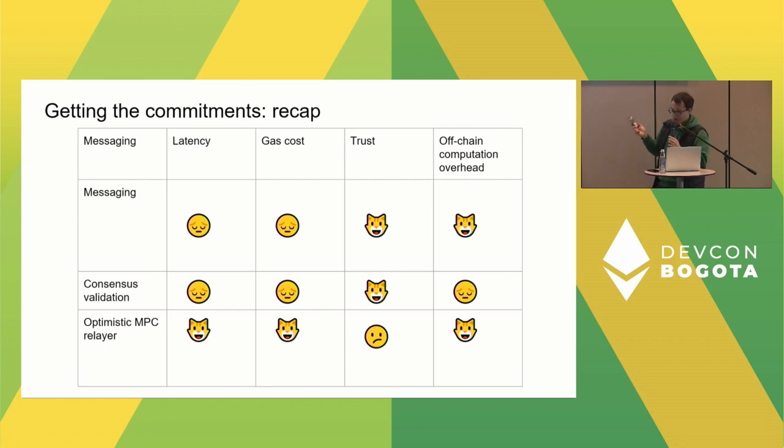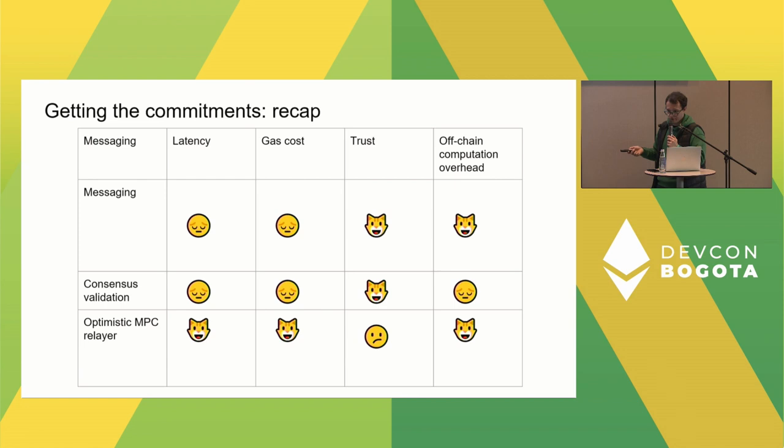So messaging. In terms of latency, we are quite sad, because the message needs to get delivered. So once the message gets delivered to some specific L2, L1 will be able to generate already new blocks. So we don't have access to the newest values. In terms of gas cost, it's not bad, but it's not perfect, because we need to interact with two chains at the same time. So first we need to send the message and consume it. In terms of trust, we are pretty happy, because we trust the rollup itself, and that's a fair assumption. Off-chain computation overhead, we're very happy, because there is no computation to do off-chain.